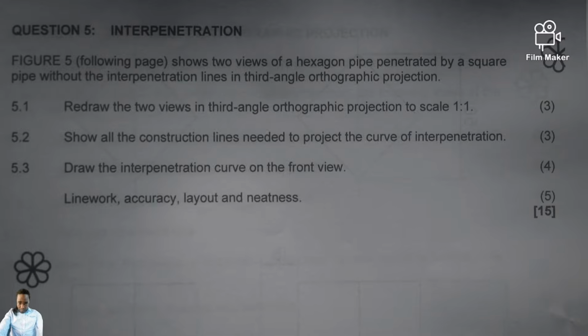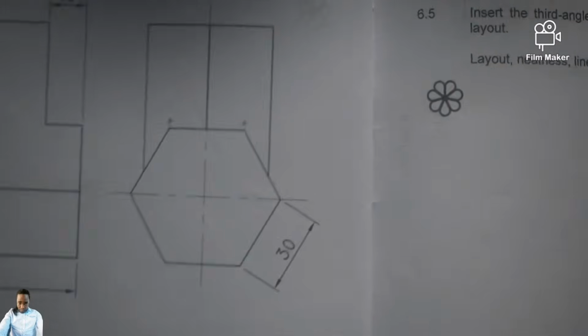5.2, show all the constructional lines needed to project the curve of interpenetration, 3 marks. Then 5.3, draw the interpenetration curve on the front view. You'll be given 4 marks. So let's go to the next page that they are talking about.